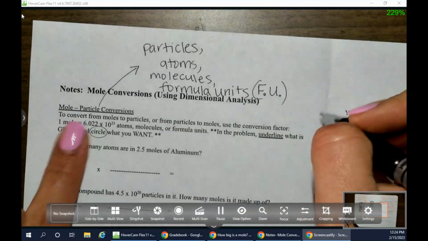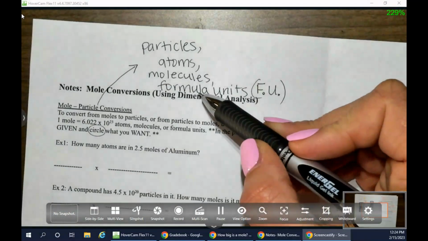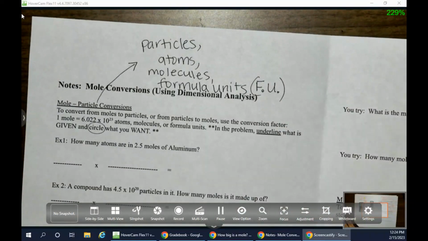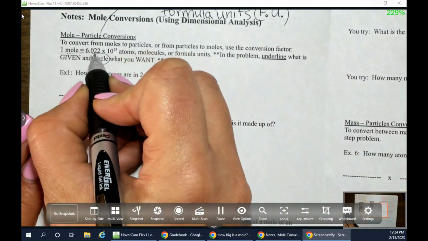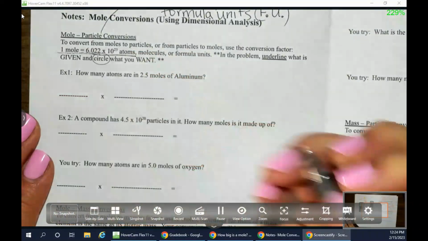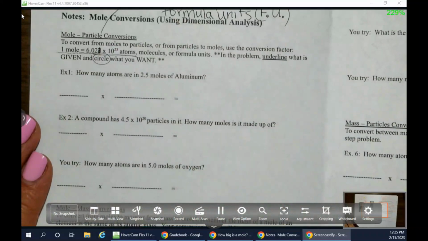Those are the things that, if you see them in a problem, mean you're going to be using Avogadro's number, okay? Funny chemistry word, from the funny chemistry guy, Avogadro. So to convert from moles to particles or particles to moles, we're going to use this conversion factor: 1 mole is 6.02 times 10 to the 23rd. Go ahead and cross out that second little 2, because you don't really need it.